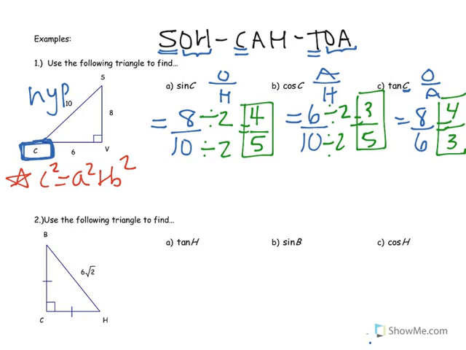Let's try number 2. Okay? Use the following triangle to find tangent of H, sine of B, and cosine of H. So be very careful here. That angle switches. So we're going to talk about that in a second. But first let's look at our triangle and notice that we have some missing sides here and here.